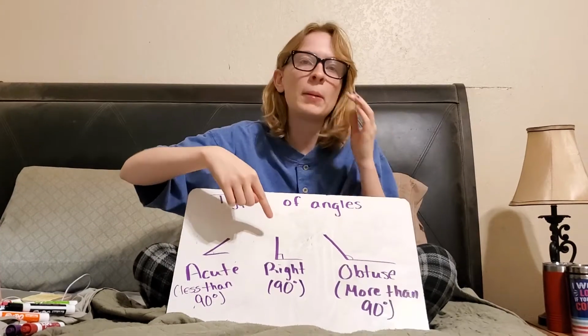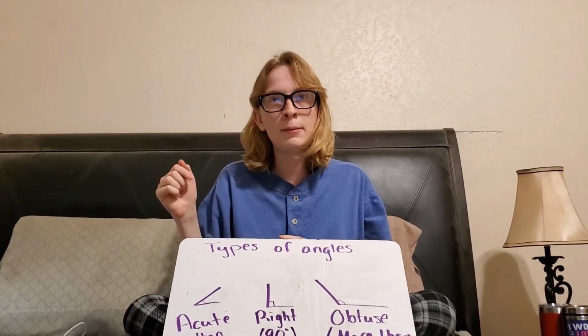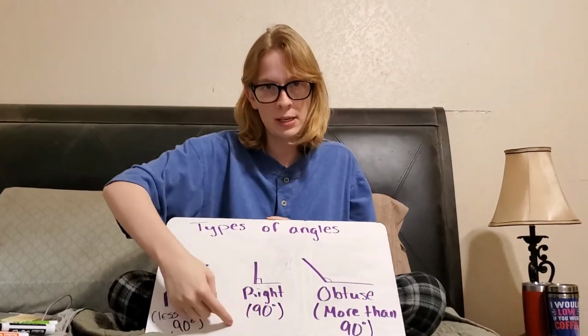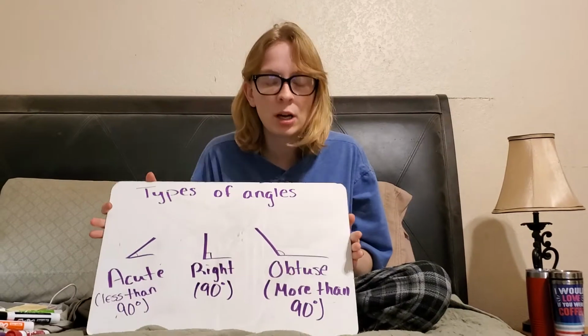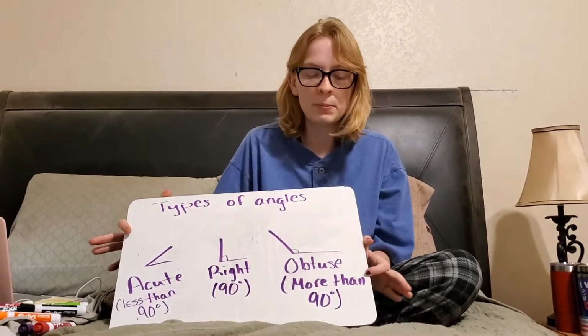A right angle, remember this is our window pane. So it's going to be a perfect 90 degrees. Right angle usually has this little square thing. Right angle, perfect 90 degrees. Then you have an obtuse angle. An obtuse angle, that's the big old boy, remember? So it's going to be more than 90 degrees, so it's a big guy.